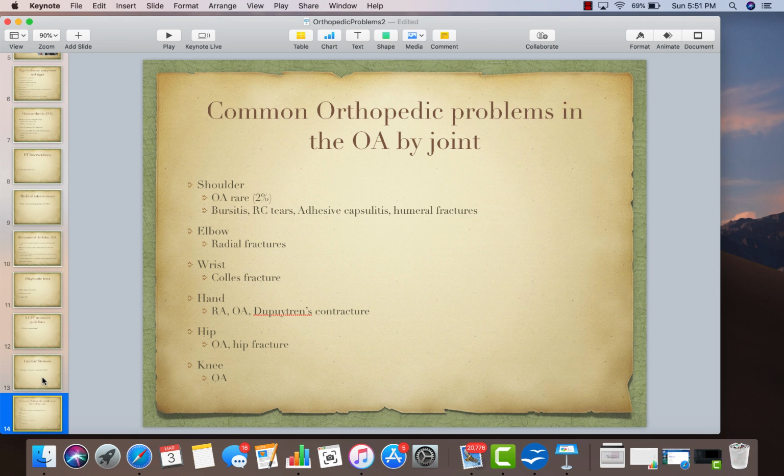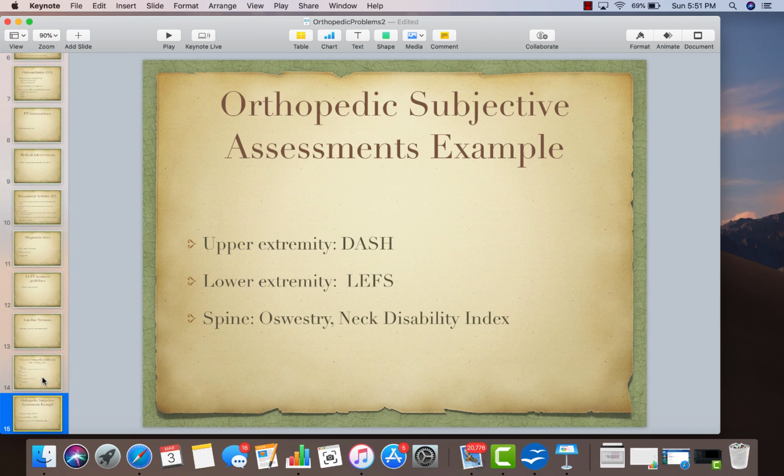In osteoarthritis, we may see some enlarging of the joint. Dupuytren's contracture, that's something that could occur in RA. With the hip, osteoarthritis is common. Hip fracture, of course, in terms of osteoporosis. And then osteoarthritis in the knee.